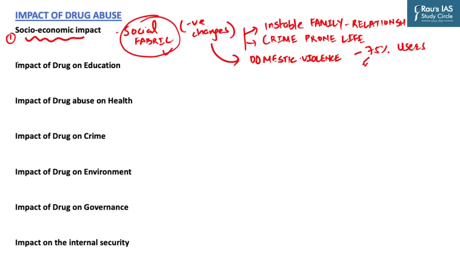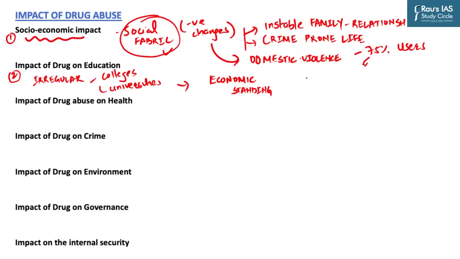The second major impact of drug abuse in India is that on education. The drug abusers or those involved in drug abuse are irregular in attending colleges or universities. Due to the use of drugs, they also lose concentration and learning ability. And this in turn impacts their economic standing in society, as they lack the required skill set to secure employment for themselves.